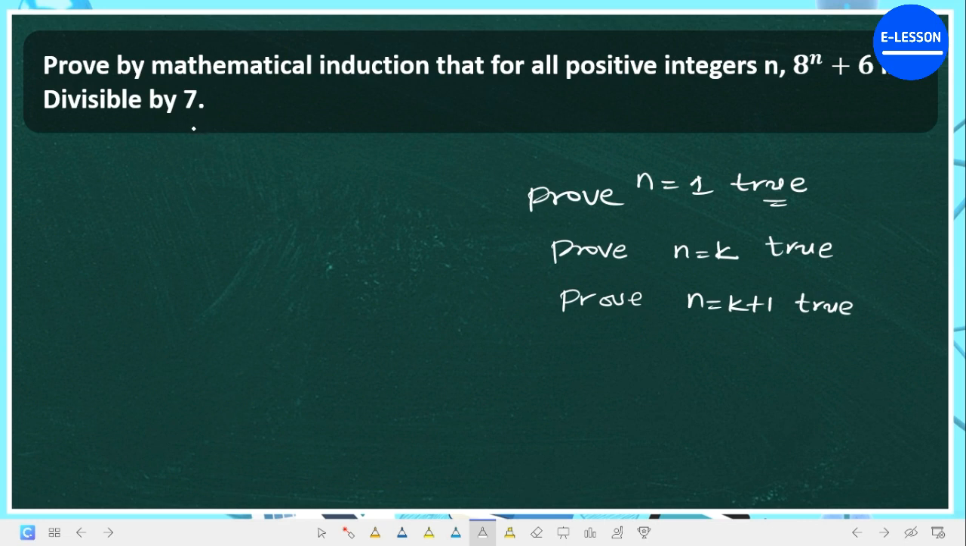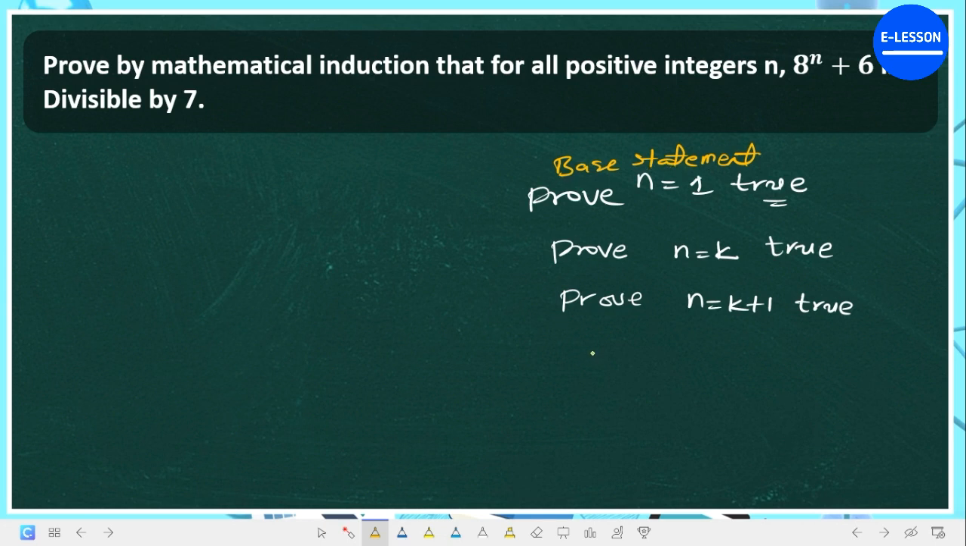So how do we go about that? Let's take a deep breath. Now let's solve. It's a very simple one. Let's go together. Now, how do we prove that n is equal to 1 is true? This is what is called the base statement. The base statement. Prove that n is equal to 1 is true.